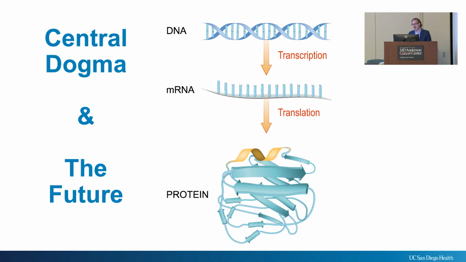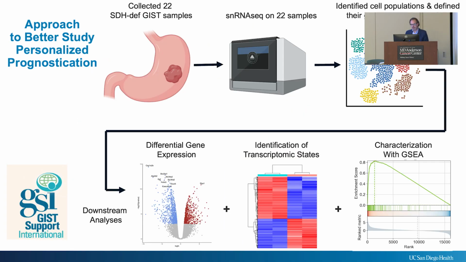So the central dogma of biology is really this concept of DNA becomes RNA, becomes protein. And we've done a lot of talking about mutations in this DNA, and we've talked about the proteins that are expressed, but the intermediate step in between all of this is the RNA. And so one of the things that we can do is study the RNA.